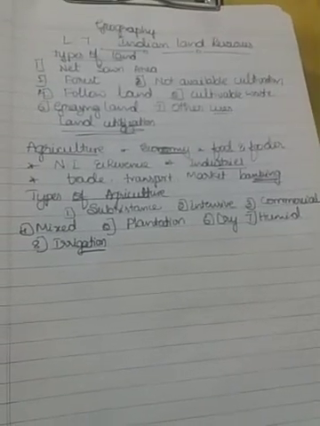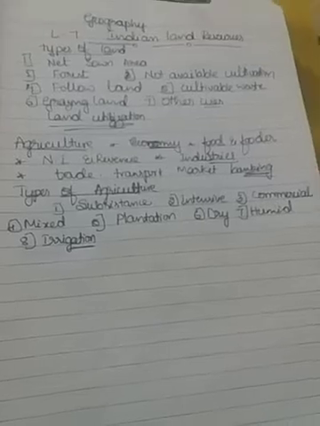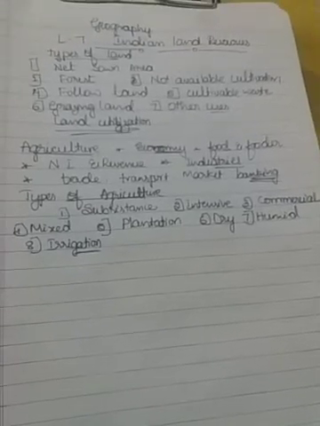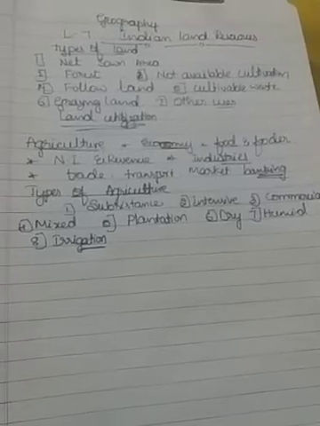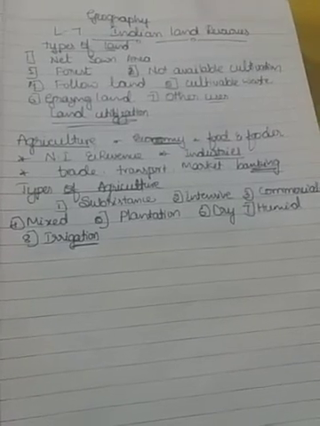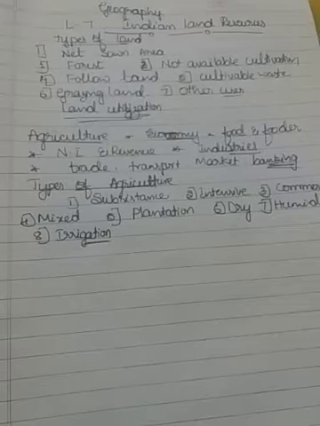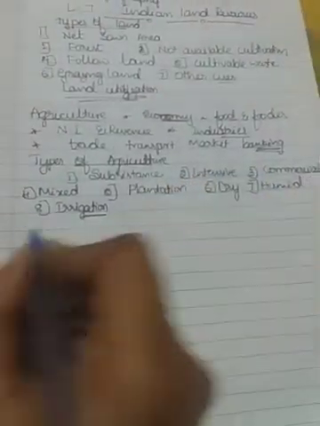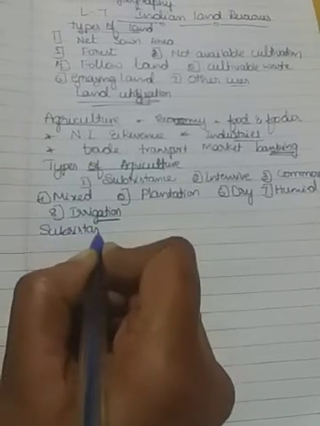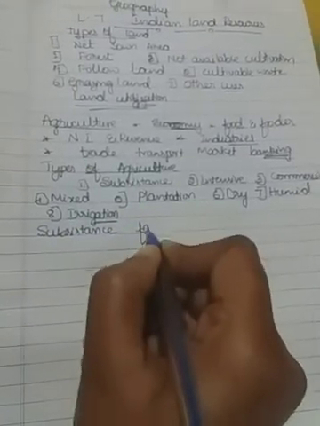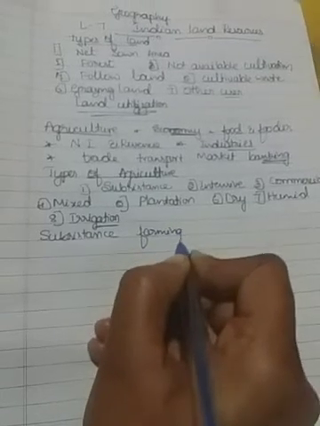Which are the types of agriculture? Subsistence farming, intensive farming, commercial farming, mixed farming, plantation farming, dry farming, humid farming, then irrigation farming. So in this, let us know one by one. The first one is subsistence farming. So what is meant by subsistence farming?